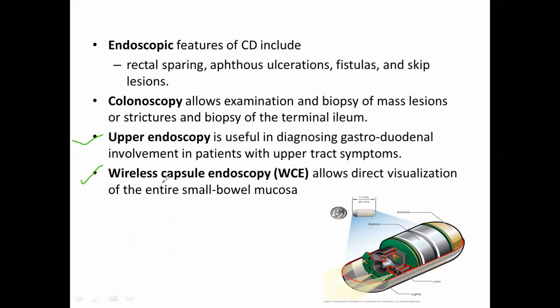And then the next investigation is wireless capsule endoscopy. This wireless capsule endoscopy allows direct visualization of the entire small bowel mucosa. This is an image which shows a capsule, which is ingested by a patient, and this capsule has a lens here, which captures all the images while going through the gastrointestinal tract. This capsule is capable of taking thousands of pictures. Because of this ability, we get even minute details of inflammation in the gastrointestinal tract.